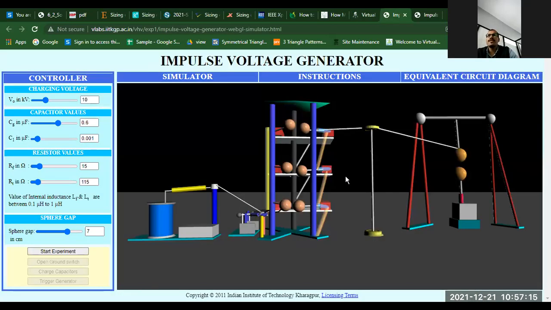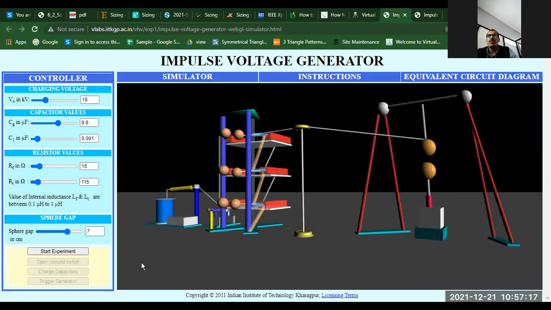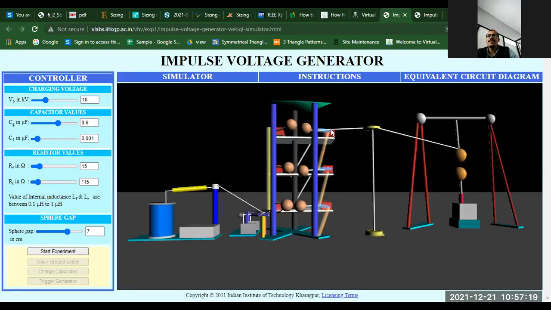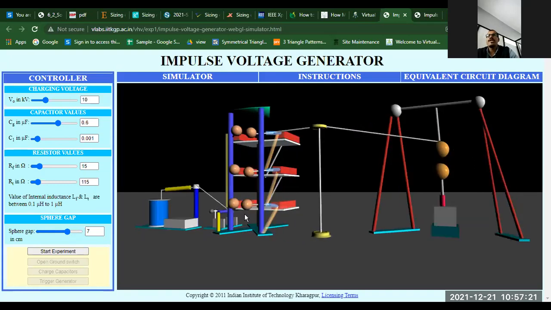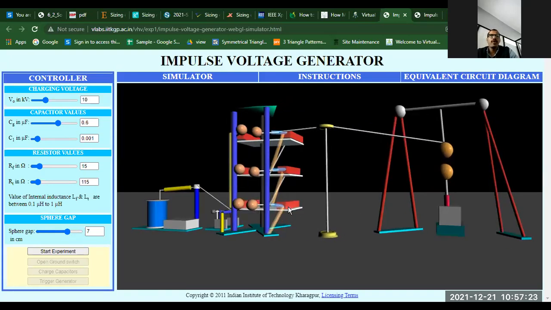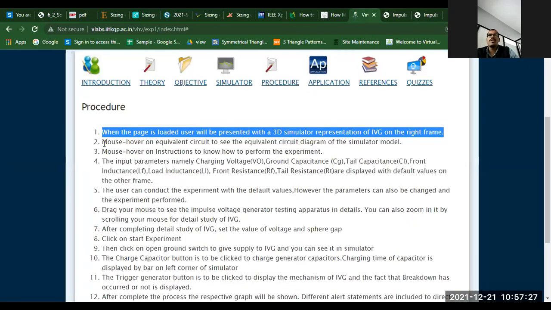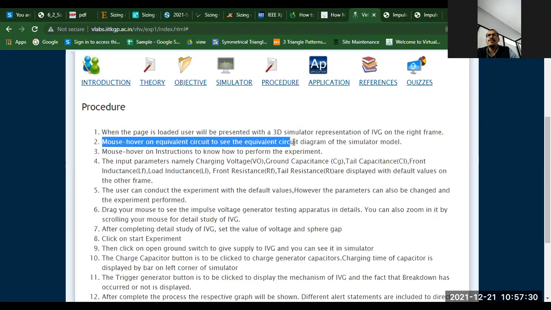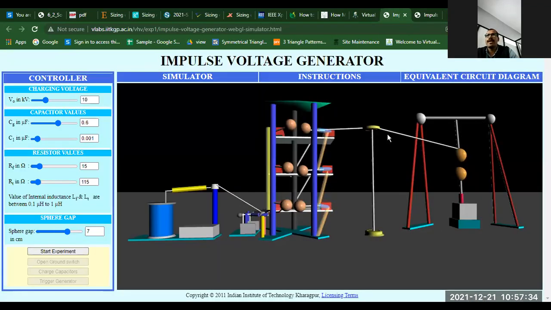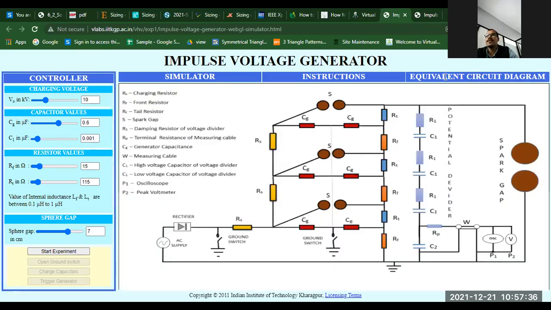Here you can see this is the 3D view. You can simply grab it and change it here and there. What is the next instruction? Mouse hover on electric equivalent circuit to see the equivalent circuit of the simulator module. If I take my mouse to this equivalent circuit, here you will get the equivalent circuit diagram.